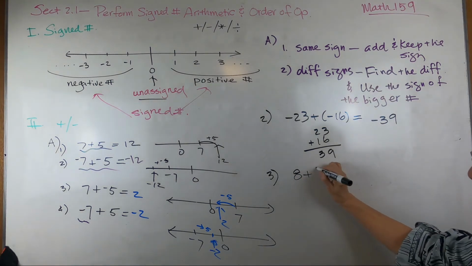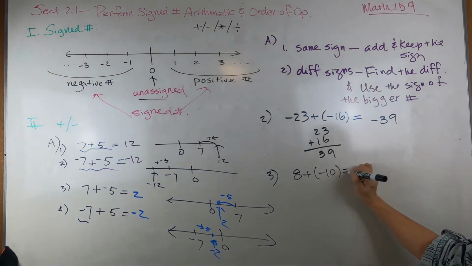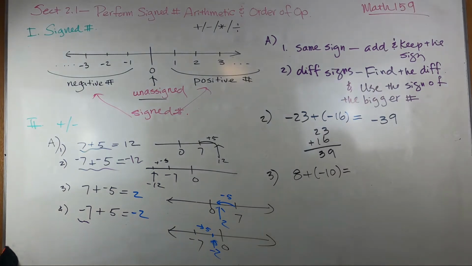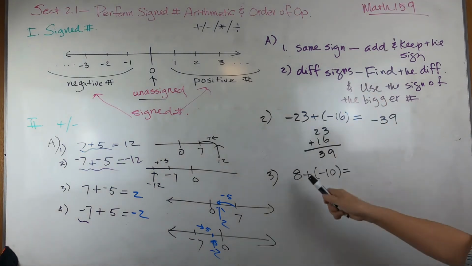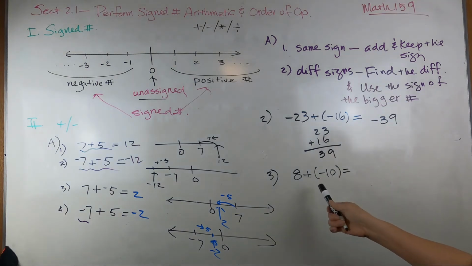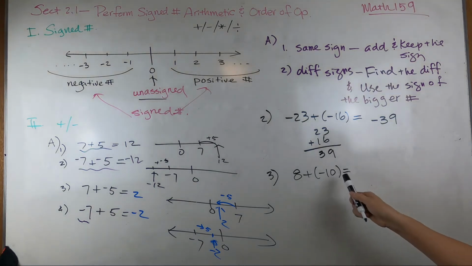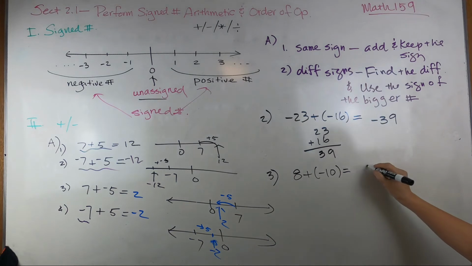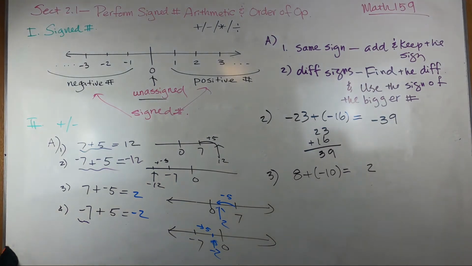If 8 plus negative 10, what do you think? Do they have same sign or different signs? Different signs. Okay, then you have to find the difference between 8 and 10. The difference between 8 and 10 is 2. But which sign you should use? The big number, negative 2. So that will be your answer.